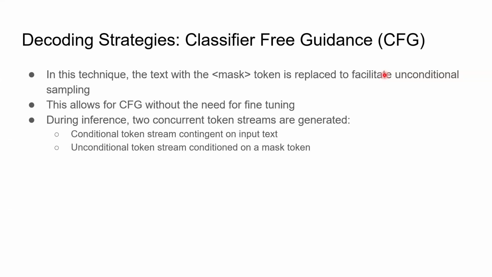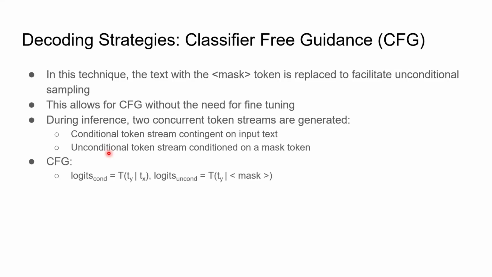As previously stated, classifier-free guidance guides an unconditional sample towards a conditional sample. To support unconditional sampling, portions of the text are replaced with a mask token. During inferencing, two token streams are generated: a conditional token stream, which is conditional on previously outputted text, and an unconditional token stream that's only conditional on the mask token. Since the generator is a transformer, classifier-free guidance is applied to logit scores.